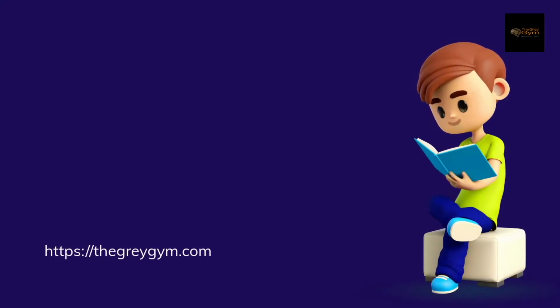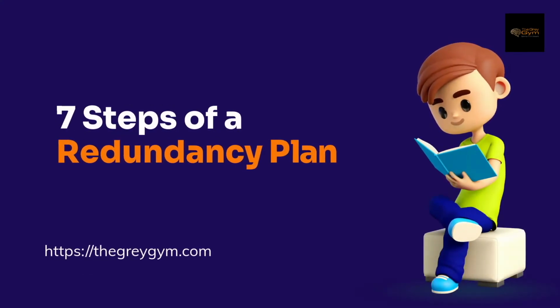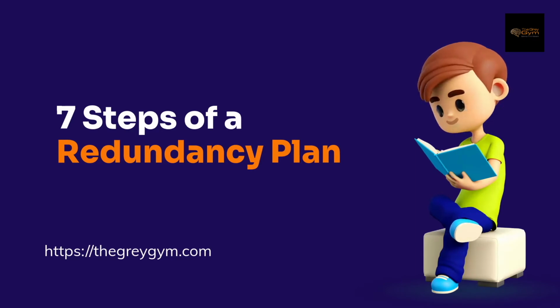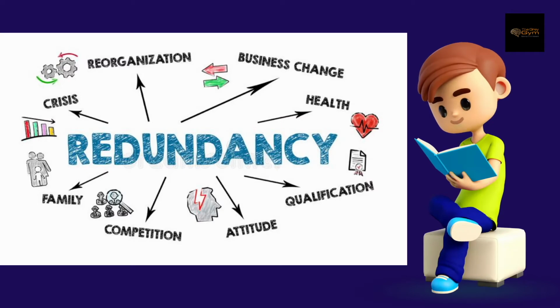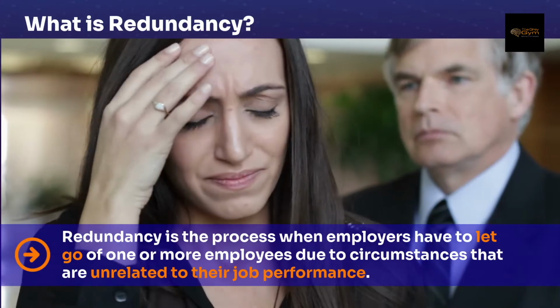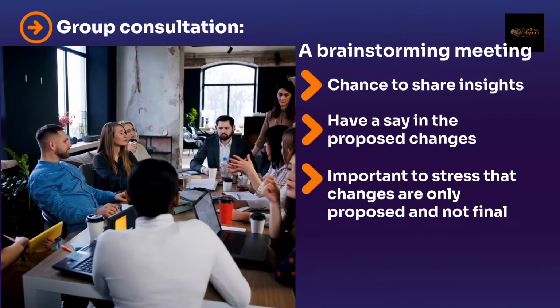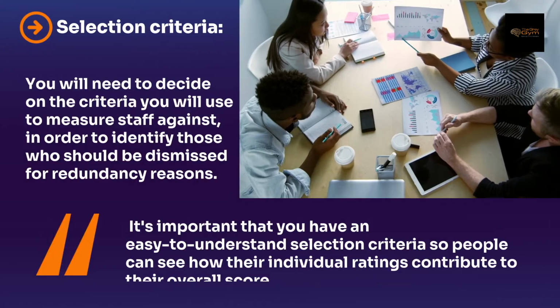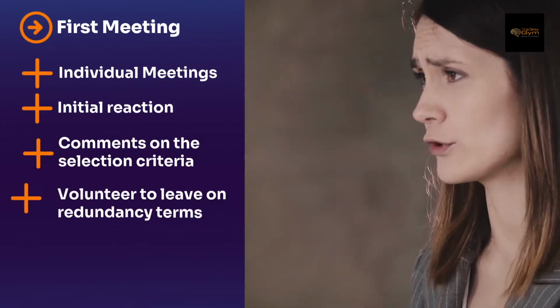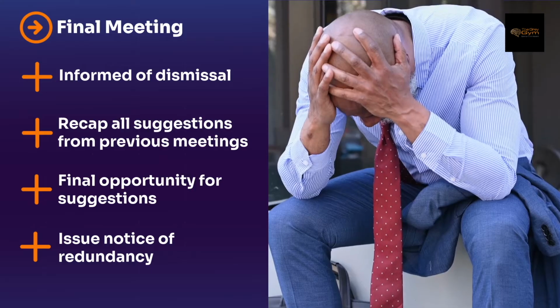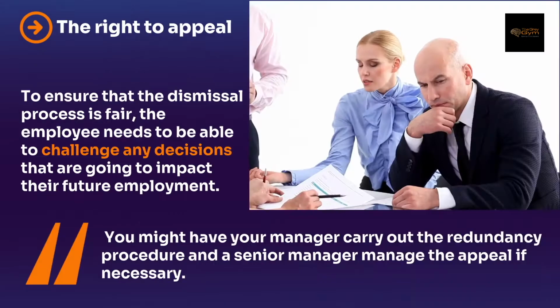In today's video, we will discuss 7 steps of a redundancy plan to help all HR professionals carry out a successful exercise without the risk of being sued, and also help HR professionals tackle the difficult questions they often face when making redundancies. The topics we will cover are: what is redundancy, determine the roles at risk, group consultation, selection criteria, first meeting, second meeting, final meeting, and the right to appeal.